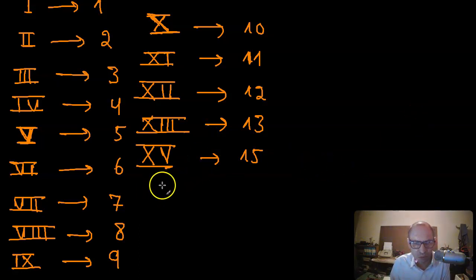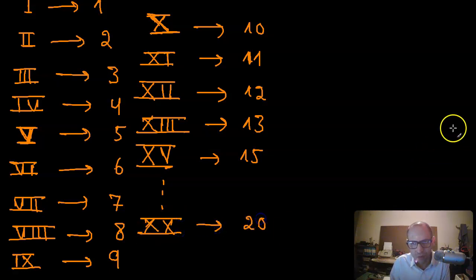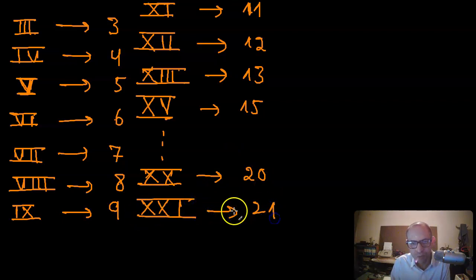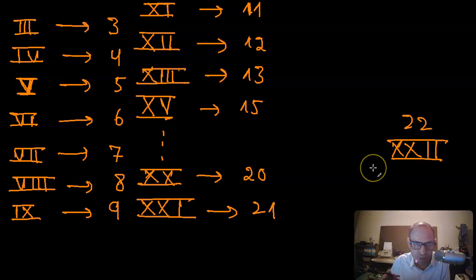And then a 20 would be essentially 2 tens, right? So 10 plus 10 is a 20. And then a 21 would be a 20 plus a 1. That's a 21. A 22 would be a 20 plus a 2, meaning a 20 plus a 1 plus a 1. That's a 22. And you keep going like that, right?